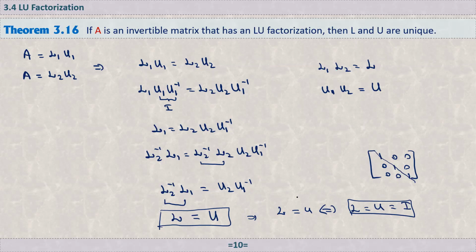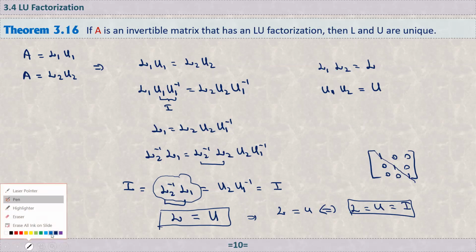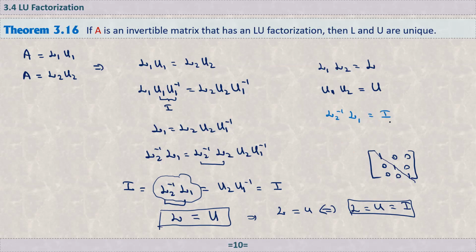So that means that from here, that thing is equal to I, and from here, that thing is equal to I. If we just show the first side, for example, let's say this one, here we have L2 inverse times L1. Here we have L1, and that's equal to I. Now, if I multiply both sides by L2, we have L1 is equal to L2.